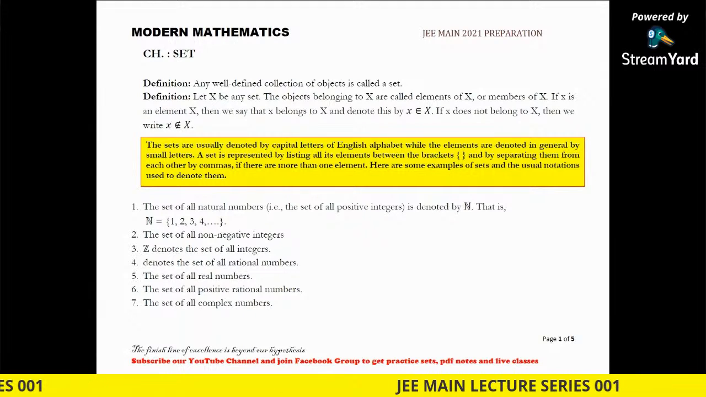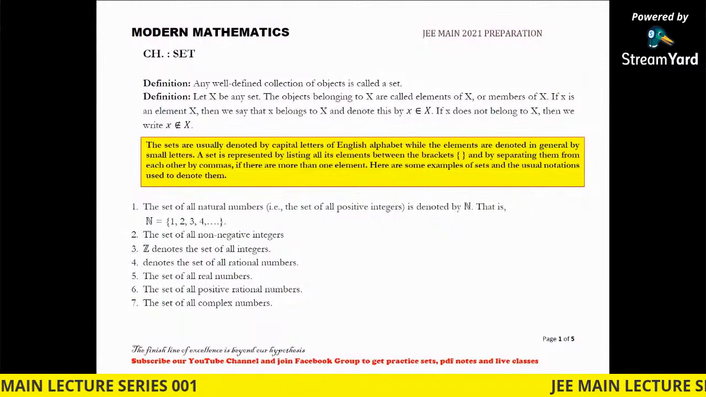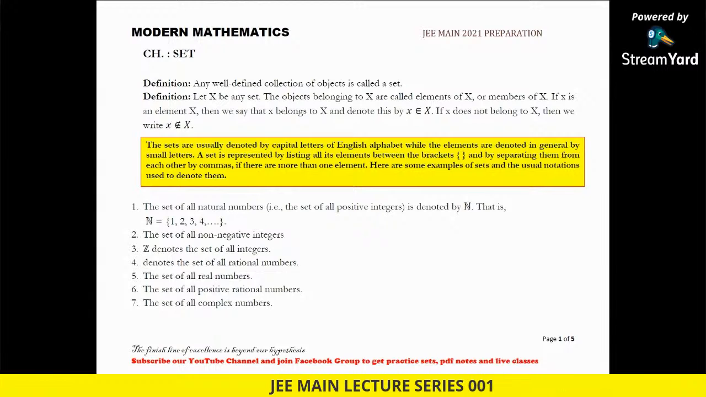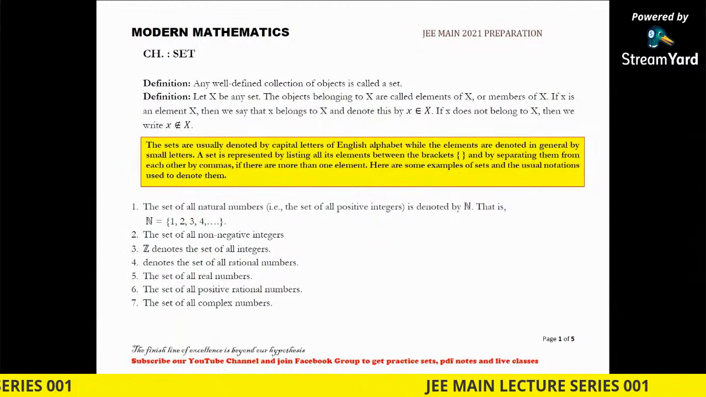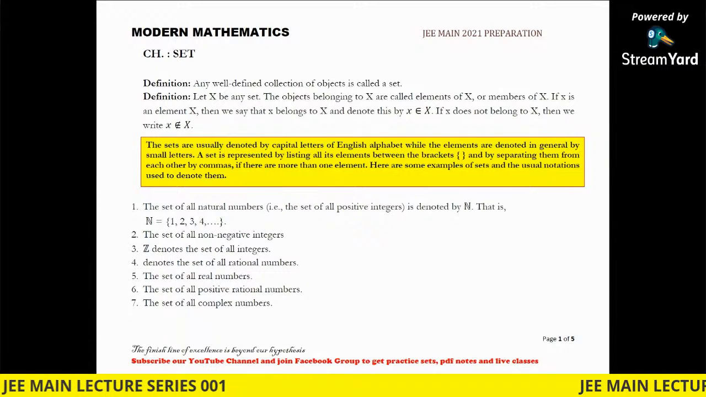Z is denoted as the set of all integers, and you can easily check the conditions for these examples and justify your knowledge. The fourth set is the set of all rational numbers.